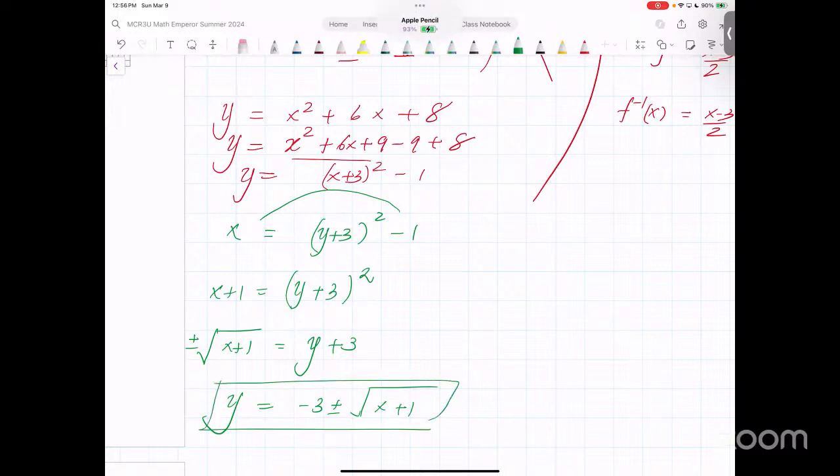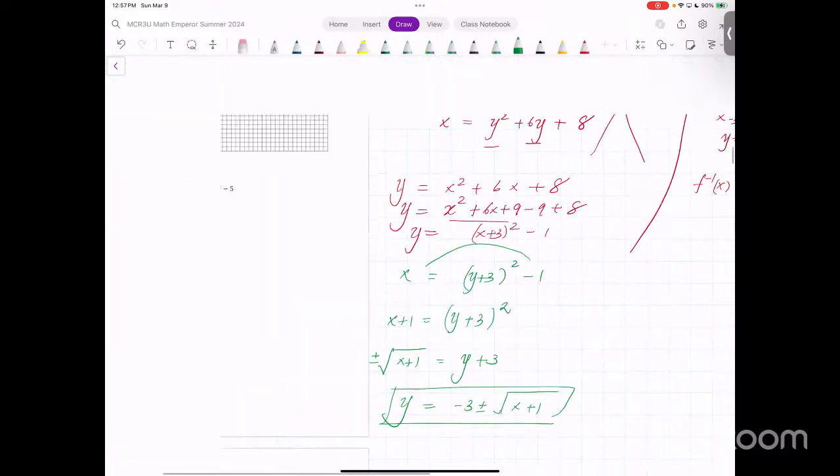Are you guys following the process? In order to find the inverse of a quadratic relation, you must complete the square. That is why we spend time on doing that.